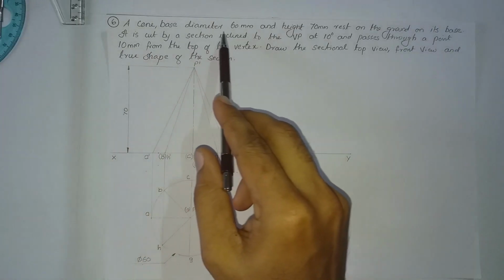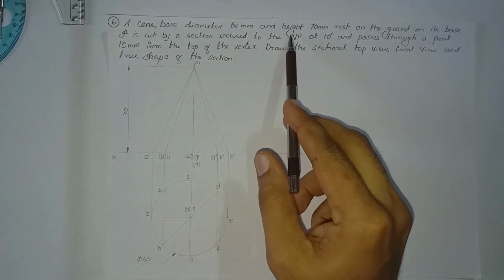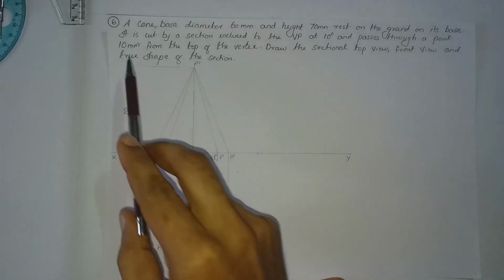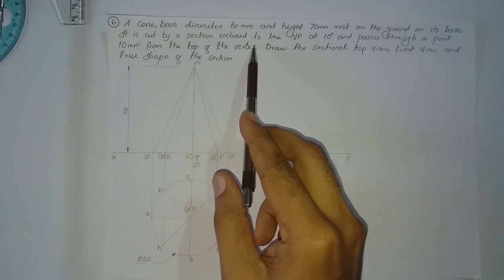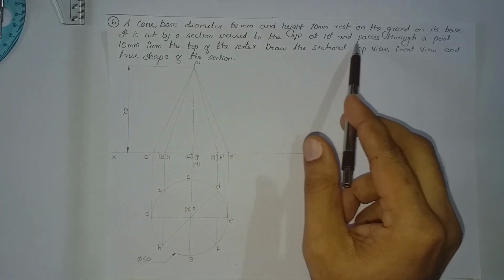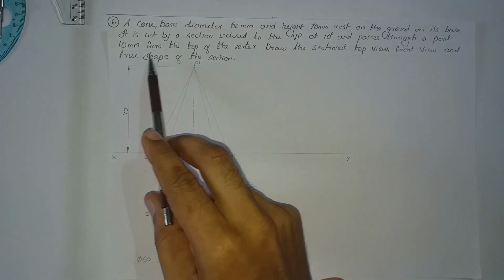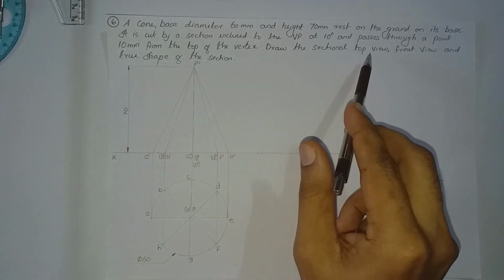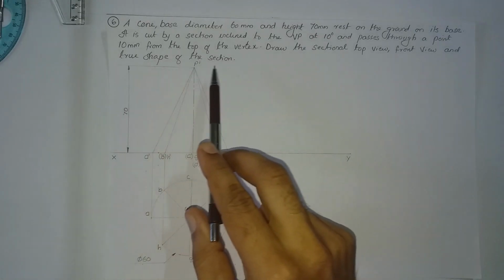A cone of base diameter 60 mm and height 70 mm rests on the ground on its base. It is cut by a section plane inclined to the VP at 10 degrees and passing through a point 10 mm from the top of the vertex. Draw the sectional top view, front view and true shape of the section.